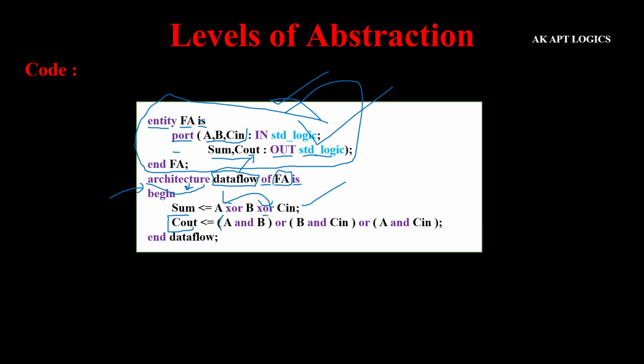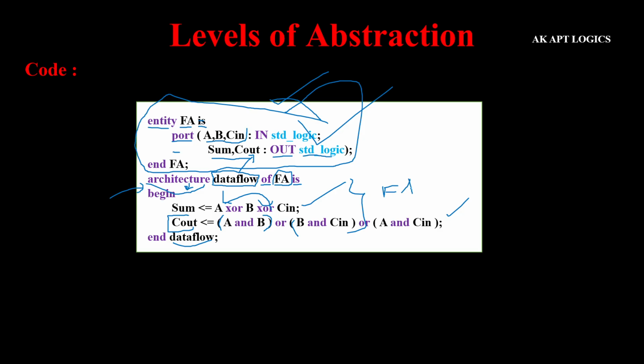You must remember this point: (a and b) or (b and c in) or (a and c in). Okay, semicolon. And then I end the architecture which I began, with end dataflow, which is the name of the architecture. So this is the way we write the architecture for the full adder in the dataflow model. This is the way of writing the code of a full adder in VHDL using the dataflow model.